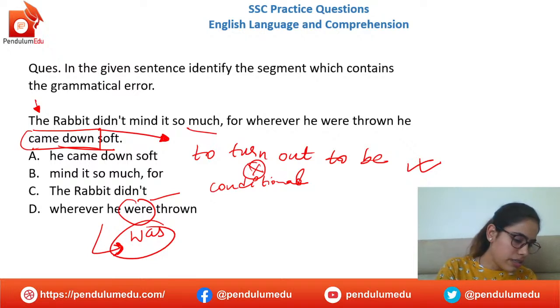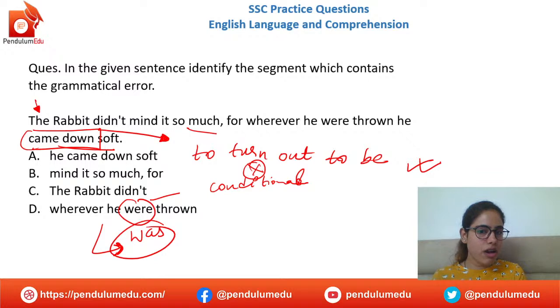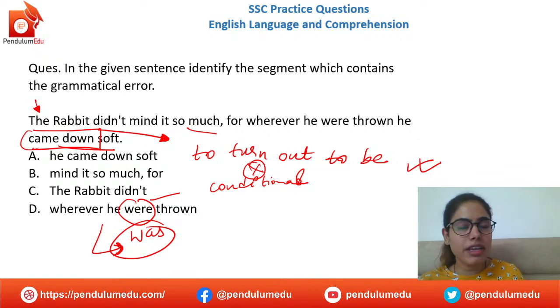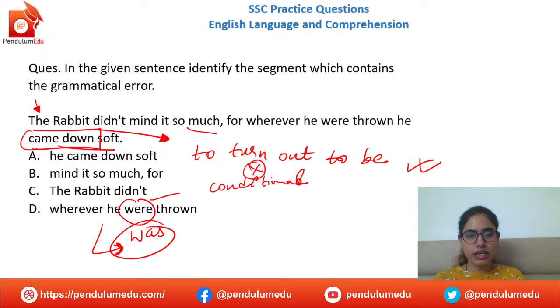Tarun, yes, D is right, but not wherever. Wherever is correct, beta. जहां भी उसको फेंका जाए. अब जब भी हम कह सकते हैं, but wherever is not wrong. जब जो चीज गलत नहीं है उसको ठीक नहीं करना है. Next.